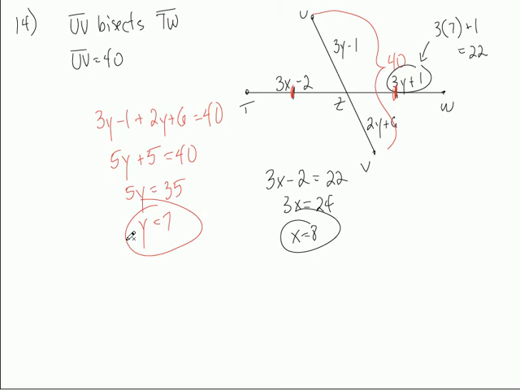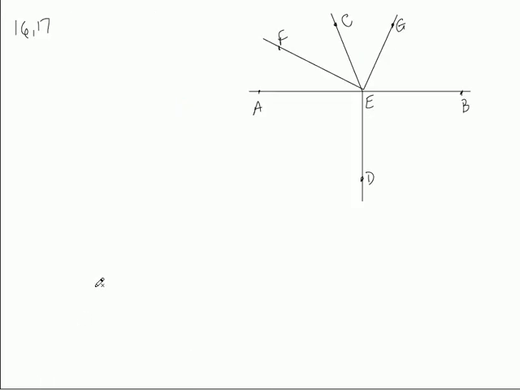We can skip 15. I'm not going to give you one of those. Let's go to 16 and 17. Let's pause this, and I'll draw the picture out for you on 16 and 17. Okay, here's our picture, and let's look at 16. So let's not put 17 there just yet. Let's just do 16. So 16 says, look at it, find the value of x if angle FEG is 82 degrees. Let's write that down.